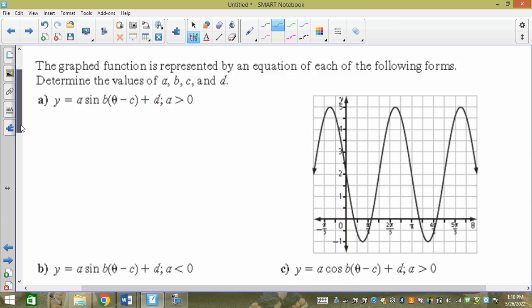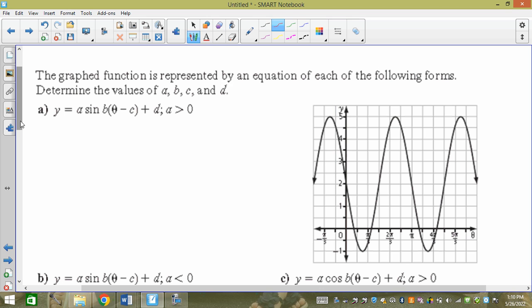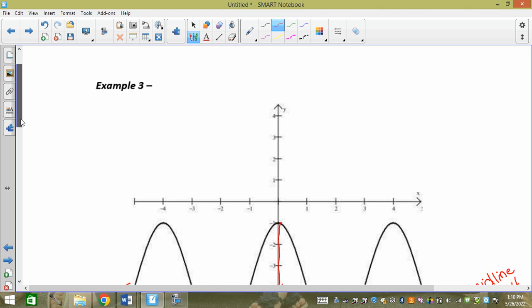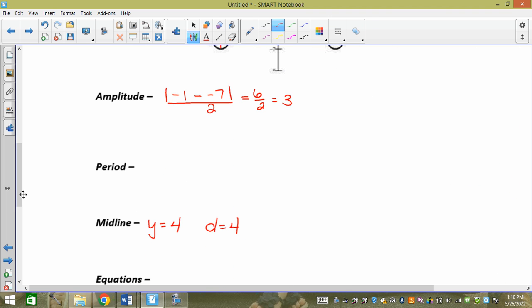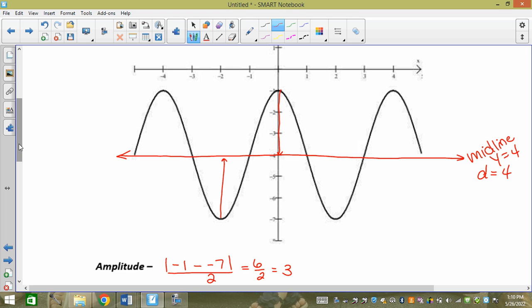You do this one. I just want the amplitude and the midline. Oops. Good call. Makes a big difference. You also catch yourself because at the end we're going to graph these, and they should match when you get your equation out.